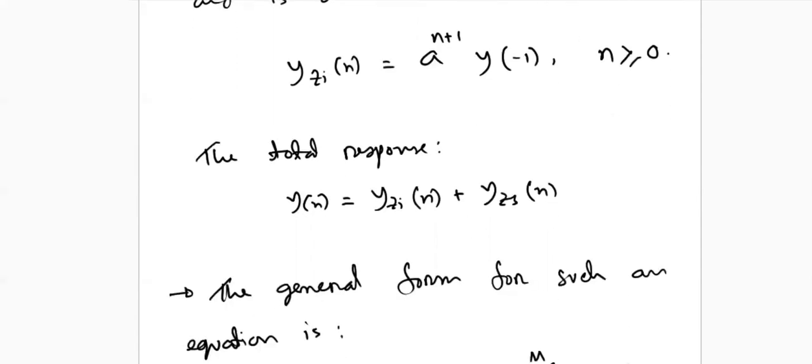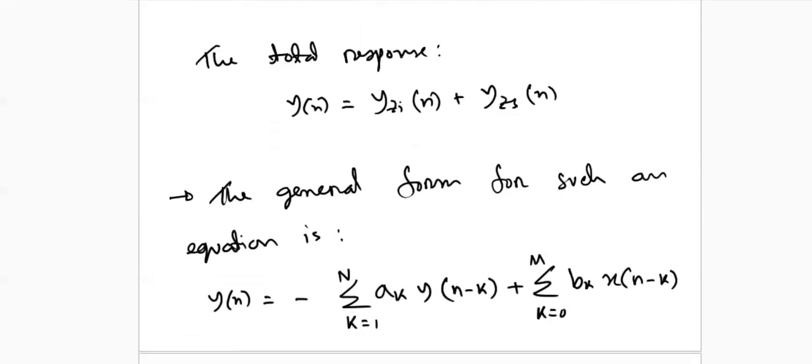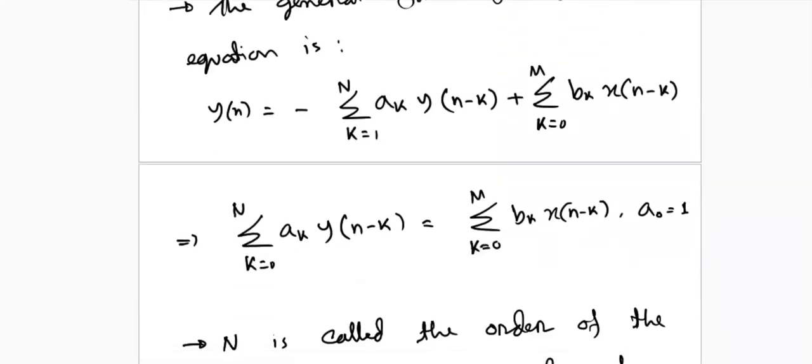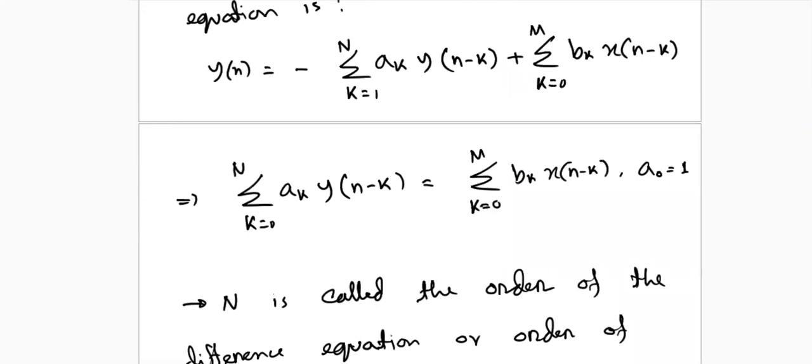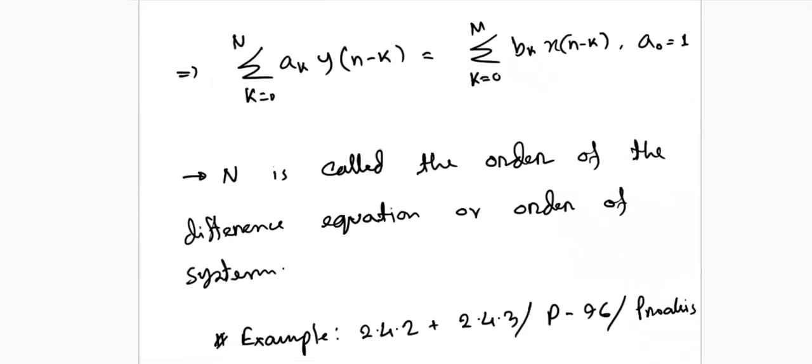Now, as I already mentioned, those two outputs are independent of each other. If we add those together for a particular system, then we can get the total response of the system. In general form, for such an equation, it is this one. We have already mentioned it earlier, and that can be represented like this, where we have also mentioned that the number of delays, this capital N, is known as the order of the system.